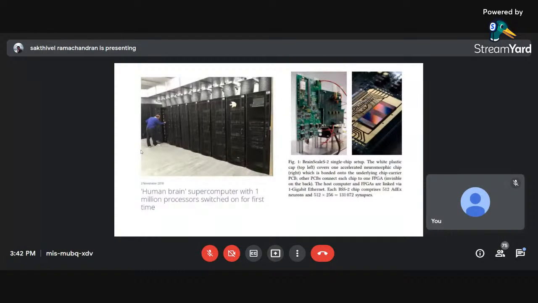So here you could see this is the human brain supercomputer with 1 million processors that have been stitched together at the same time. In fact, this was established in the year 2018. You could see the picture over here, typically mimicking most of the human brain's activity. The second one, as we said, BrainScaleS 2, a single chip setup, which involves FPGA and all those things, in order to generate such a huge number of synapses.